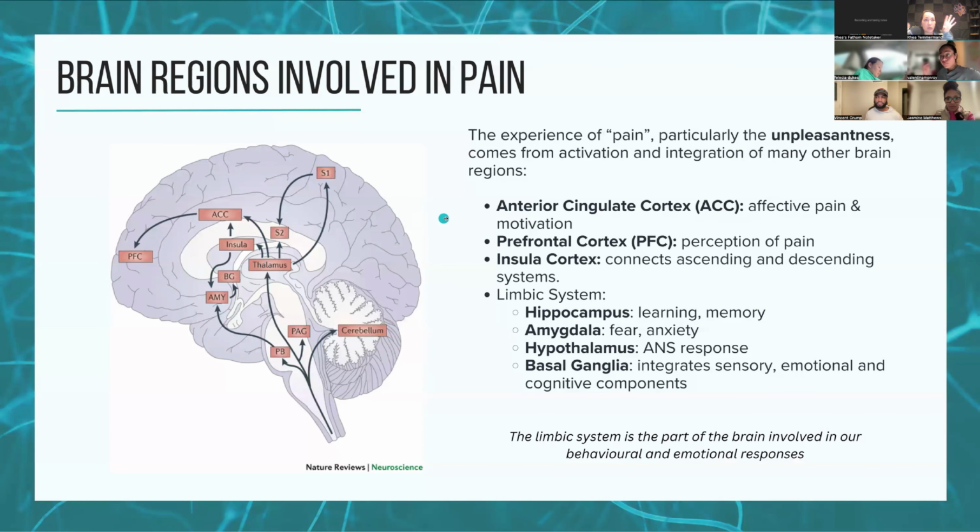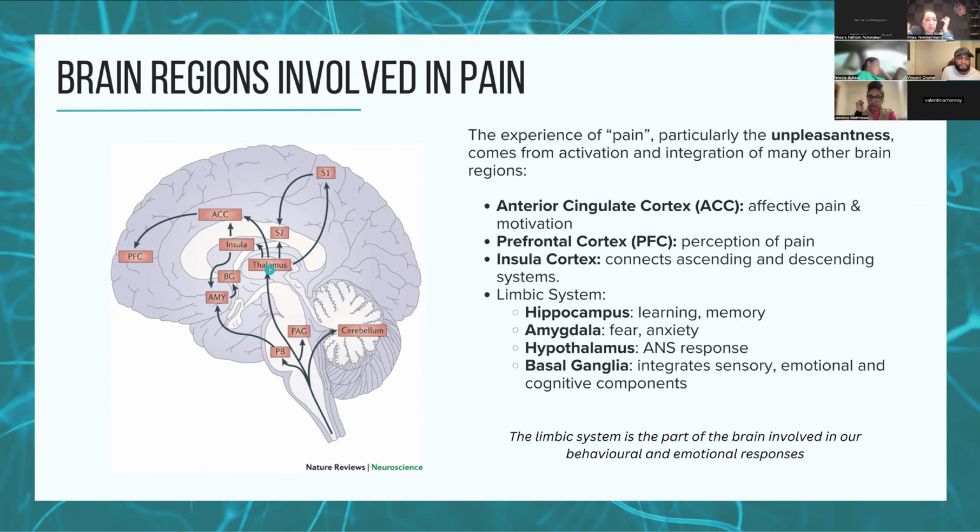And we'll go through each one of these sections here. So, the first one, anterior cingulate cortex. This is a little bit more in your prefrontal cortex. This is what gives you that sensation of, I don't like whatever just happened, right? It's our affective pain and our emotional part of the pain experience. Prefrontal cortex is part of your perception. Insula cortex here, it connects your ascending and your descending systems. So when we talk about those descending pathways, that starts also with the insula. And then we get into our limbic system.